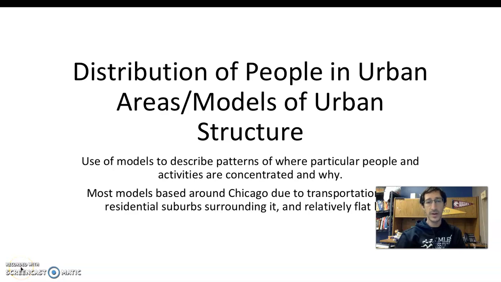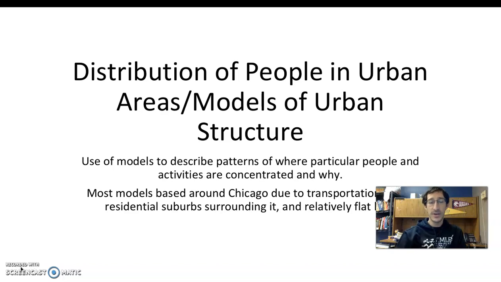In our first video on urban patterns, we discussed the idea of what is a city and how we classify different urban locations and areas. Then we talked primarily about the central business district, also known as downtown or the CBD, what's found there, why it's found there, and how that's been changing over time.